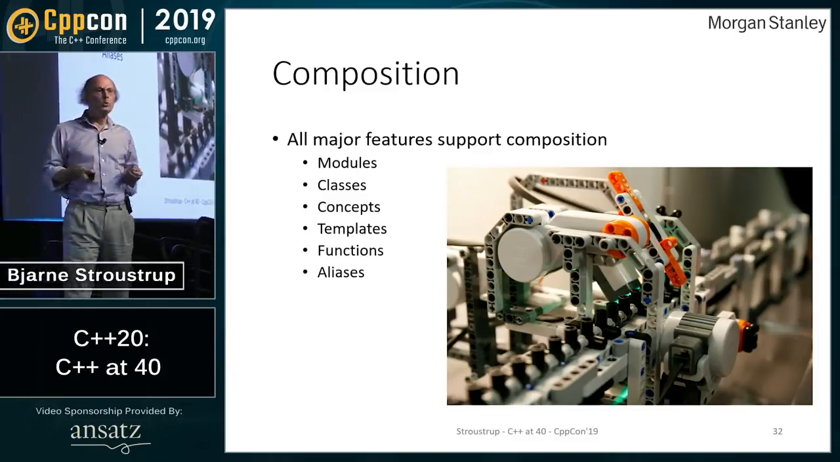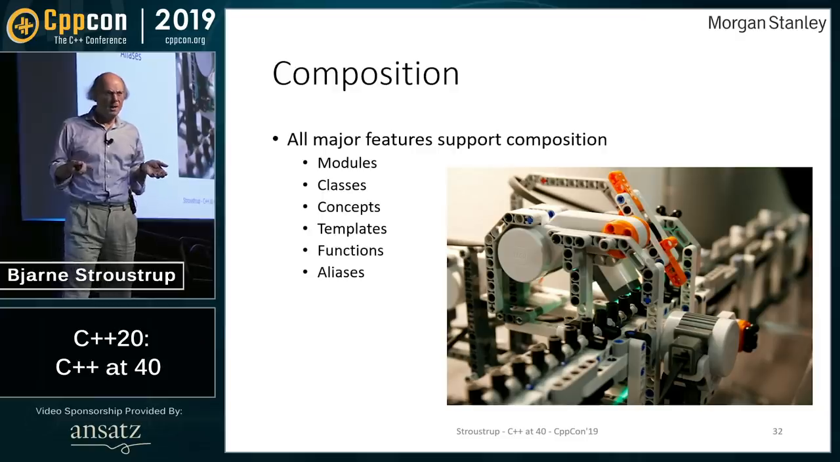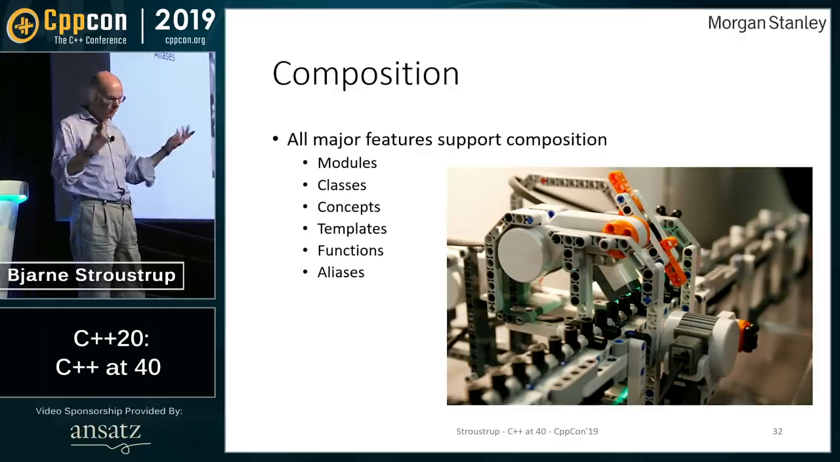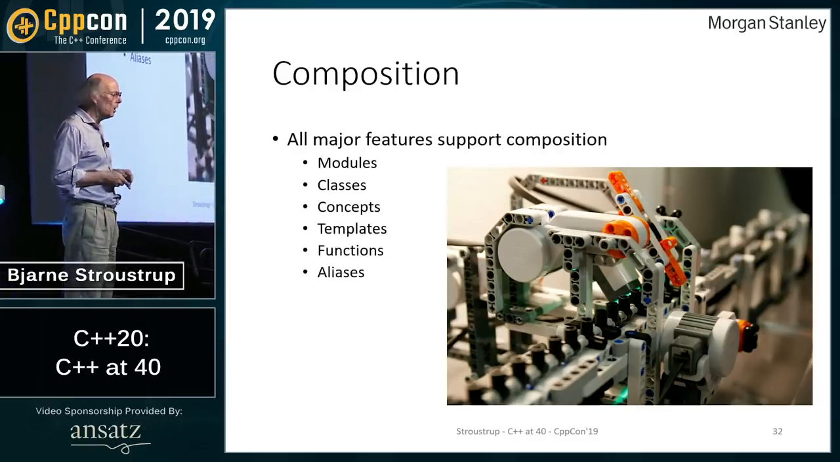If you can't compose, you have to replicate. And you get the code many times. If you get the code many times, if you fix the bug in one place, you can't fix it in the other places. That is no good. You want to actually compose things out of unique parts.